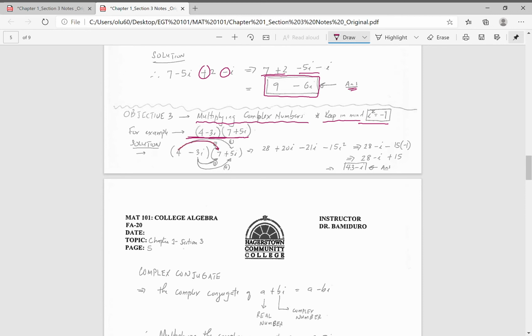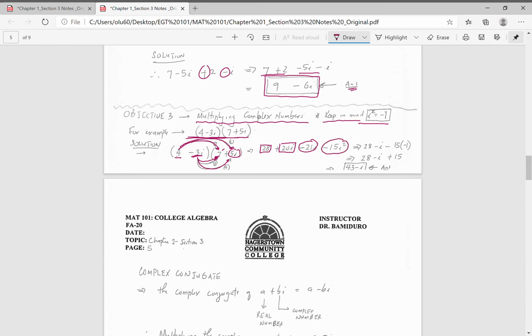So we have our first expression. This is our first step, then this is our second step, this is our third step, and this is our fourth step. So 4 times 7 is 28. Then 4 times 5i is plus 20i. Then negative 3i times 7 is negative 21i. And then negative 3i times plus 5i gives us minus 15i squared.